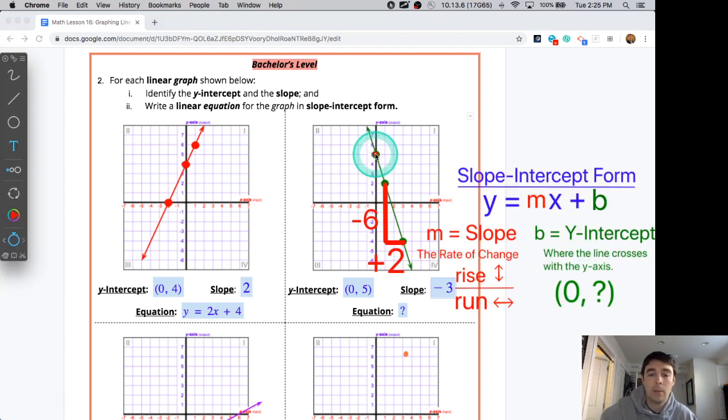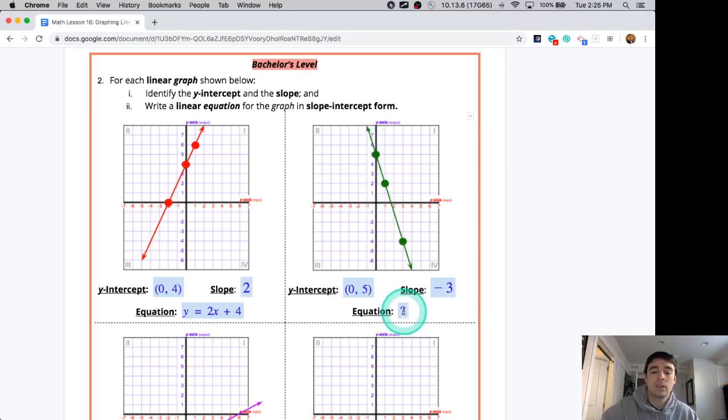We could go down by 3, and we could go right by 1. That down by 3 and right by 1 is also on the graph, and you might have seen that using those 2 data points. So if our slope is negative 3, we have a negative 3x. If our y-intercept is positive 5, our whole equation becomes y equals negative 3x plus 5.